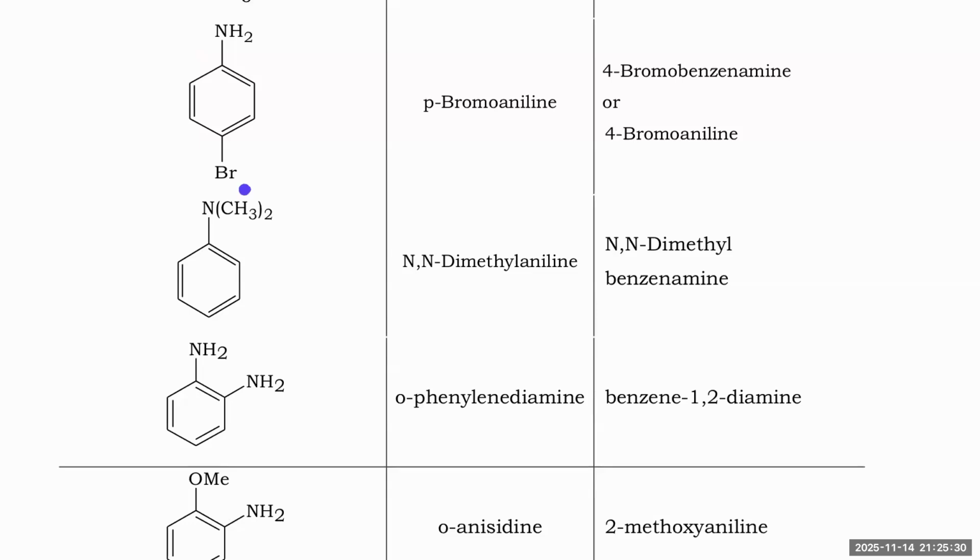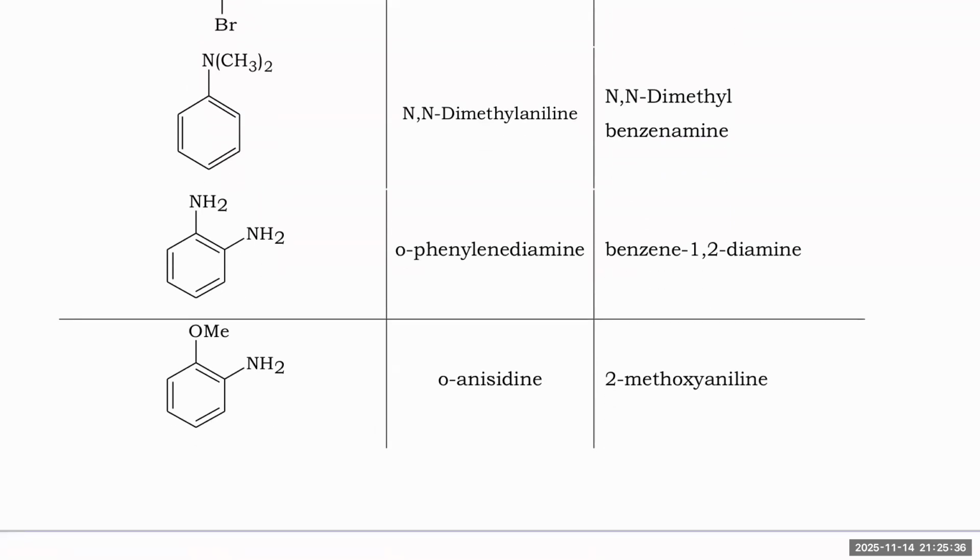Next, here you can see N,N-dimethyl benzenamine. Now this is called o-phenylene diamine, or the IUPAC name is benzene 1,2-diamine. Okay. This is o-anisidine, and the IUPAC naming is 2-methoxy aniline. Sorry, not 2-methyl, 2-methoxy aniline. This entire thing is the aniline form.